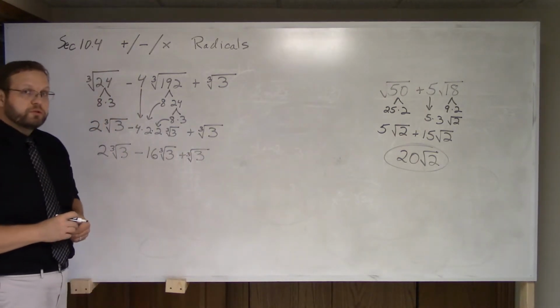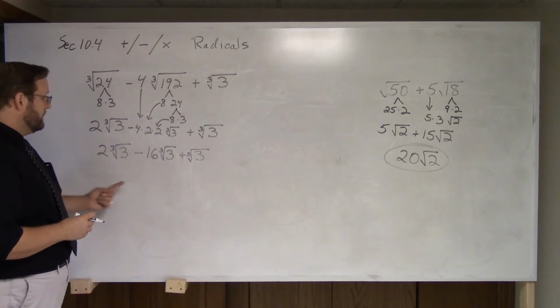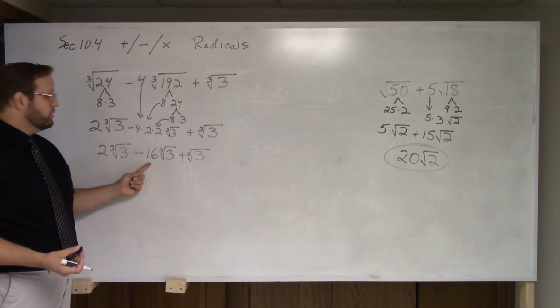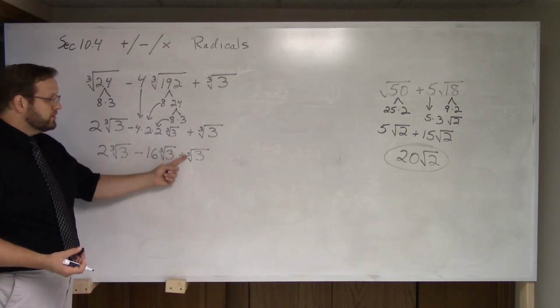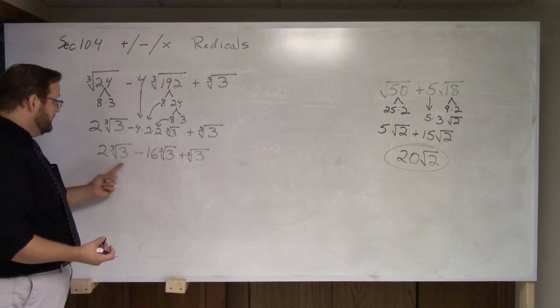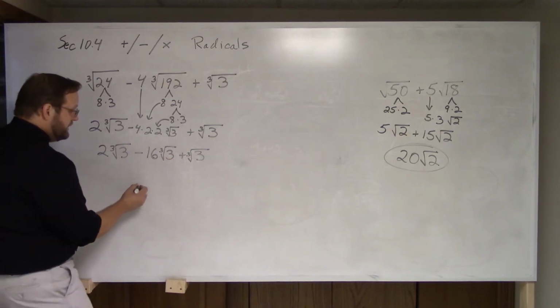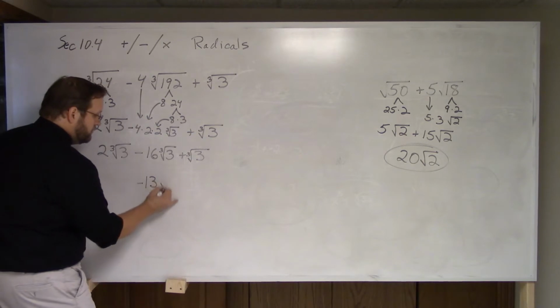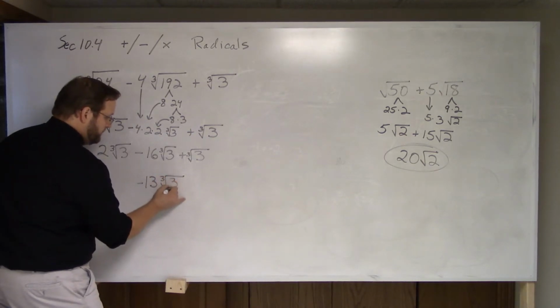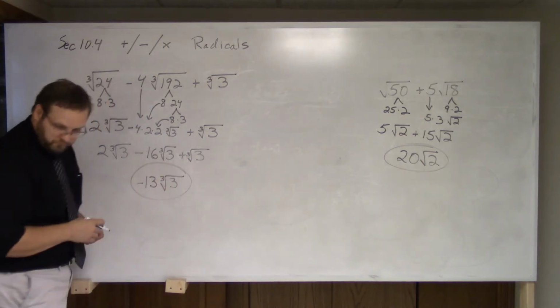Now they're all cube roots of 3. I have 2 minus 16 is negative 14 plus, there's an understood 1 there. So negative 14 plus 1 is negative 13 cube root of 3. And there we have it.